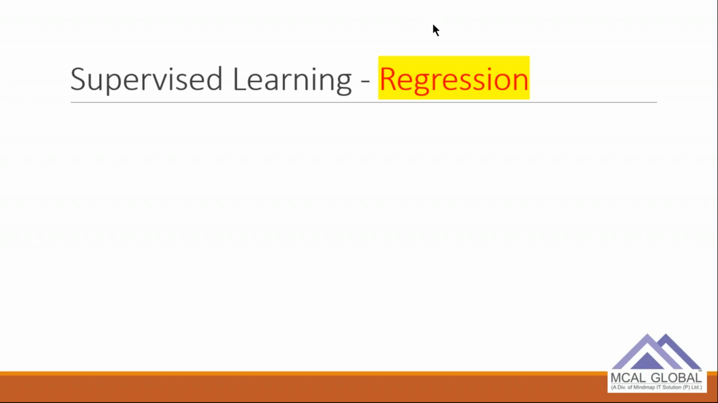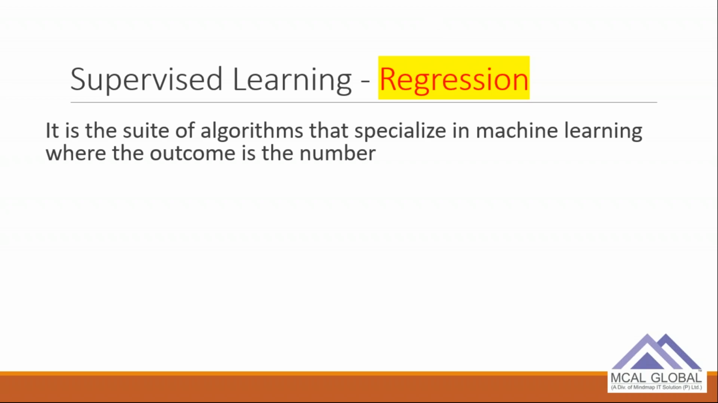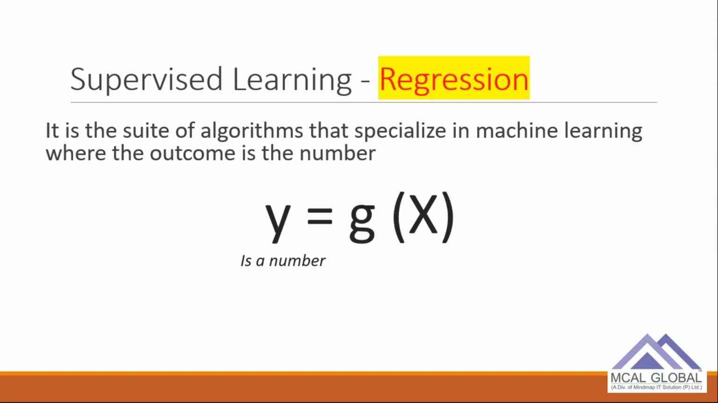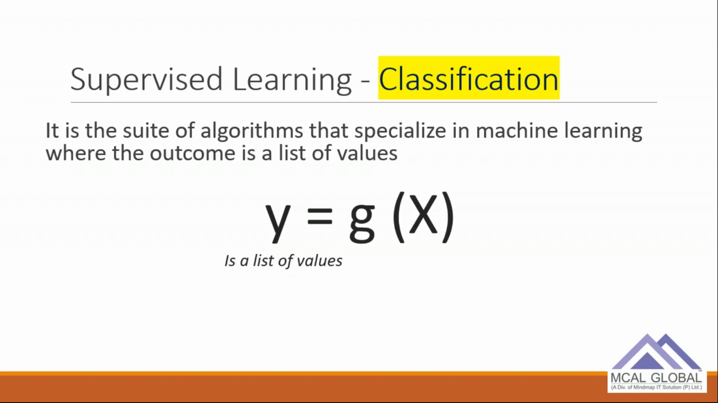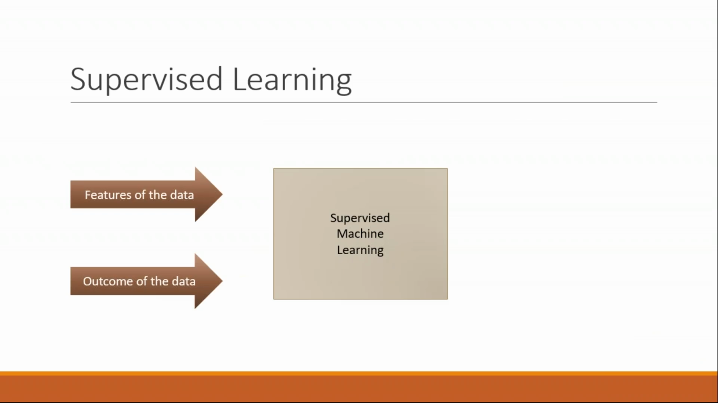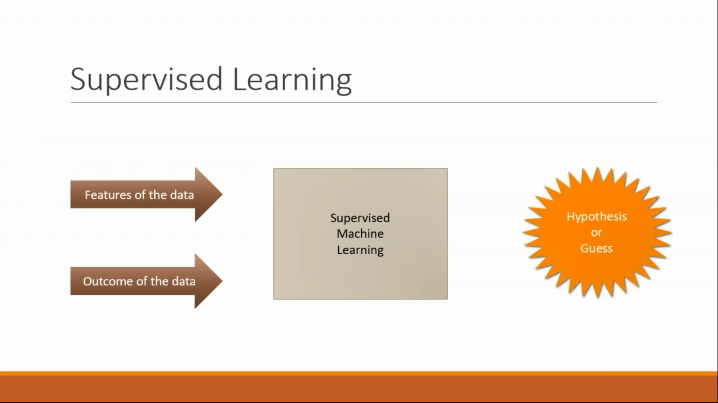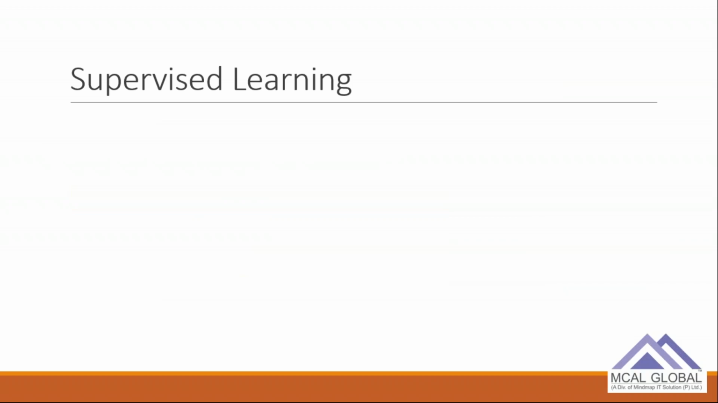Now let's see into regression. I've already told this. Y is a number and G is the function. Classification is a suite of algorithms that specialize in machine learning where the outcome is a list of values. The features of the data, the outcome of the data, and then your hypothesis or the guess.